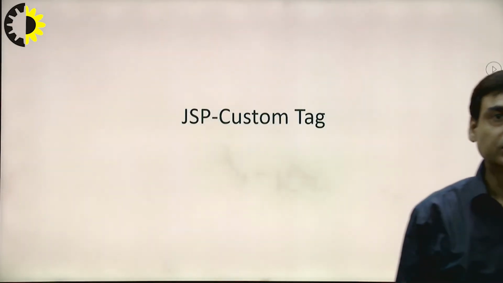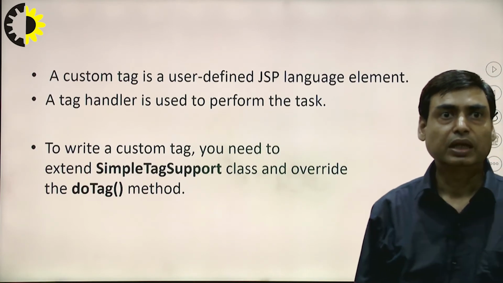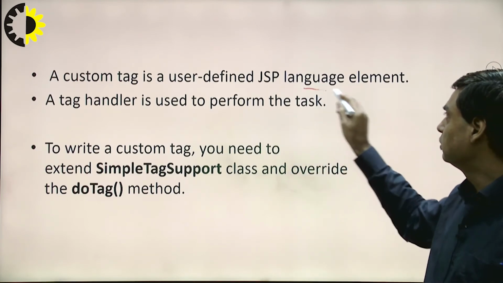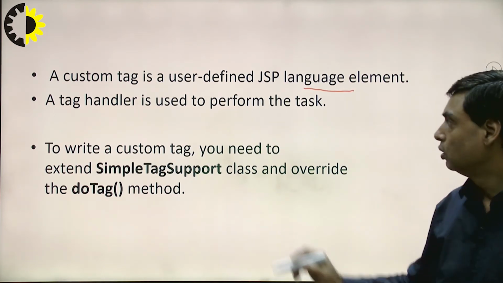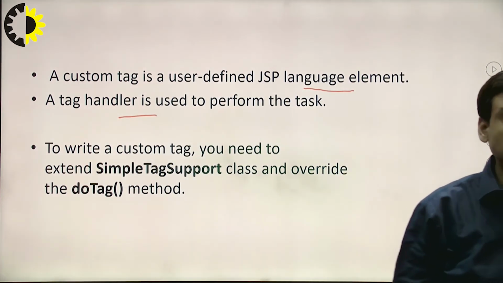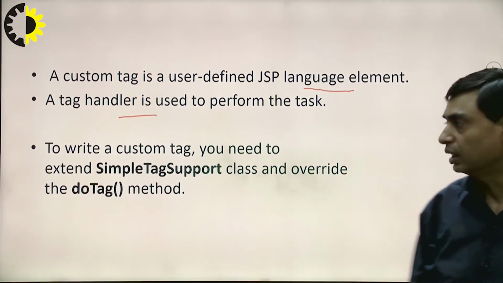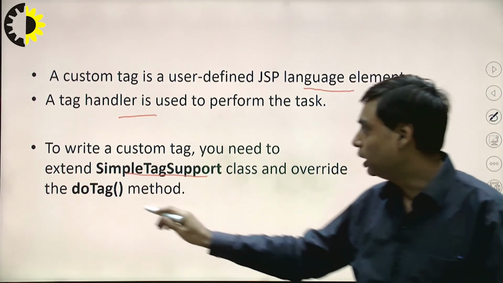Next I am going to discuss JSP custom tag. A JSP custom tag is a user defined JSP language element. A tag handler is used to perform the task. This is the tag handler. To write a custom tag, you need to extend SimpleTagSupport, this is the class, and override the doTag method.